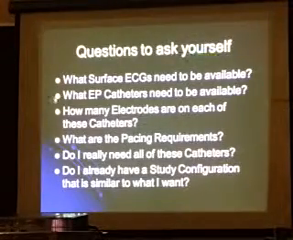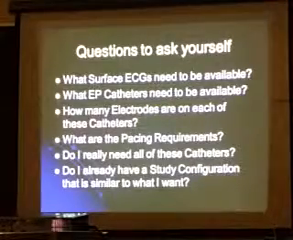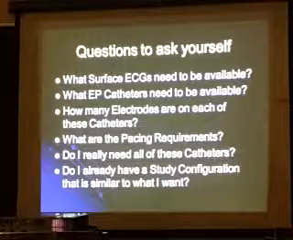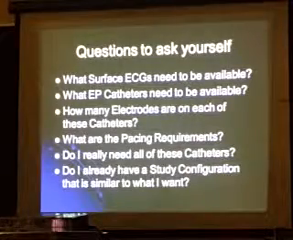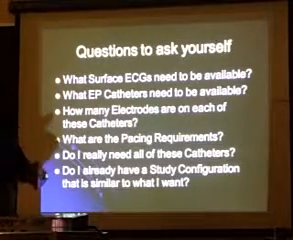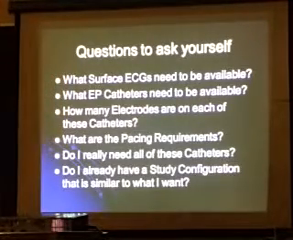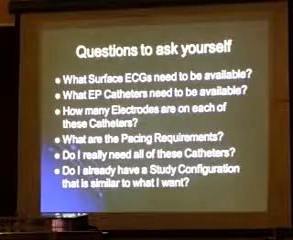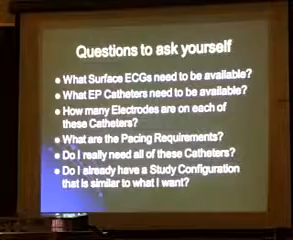What EP catheters need to be available? I'm building a study configuration. I'm going to use catheters. What am I using? We're not talking about brands. We're talking about this is going to be my atrial catheter. This is going to be my His catheter. This is my RV. This is my CS. This is my duodecahalo that I'm using for my flutter cases. It's going to loop in the atrium. You see what I mean?